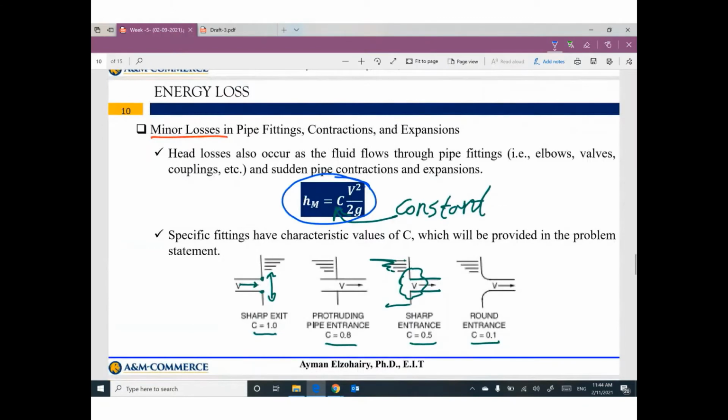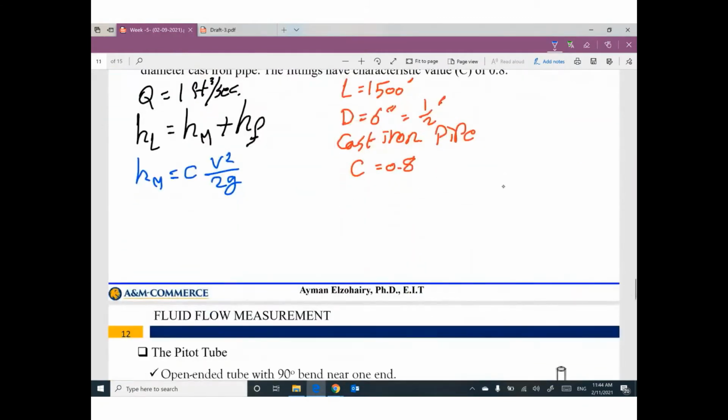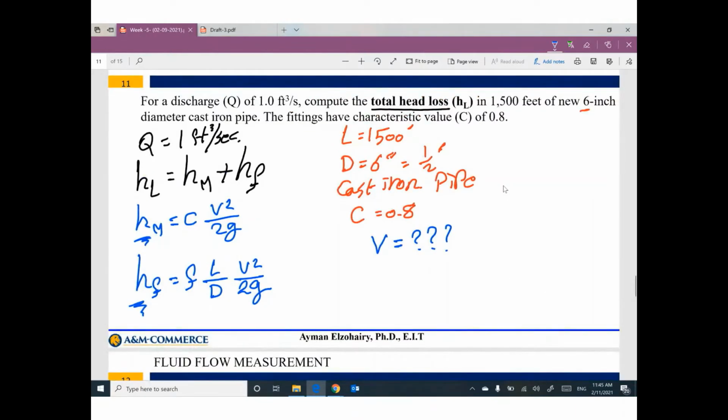Like this expression. And H friction equals f L divided by D times V squared divided by 2g. Looks like if you would like to get the minor losses and the friction losses, you have to figure out what the velocity is. Any idea? How can you tell me what the velocity is? Guys, do you have any idea how I can figure out the velocity?